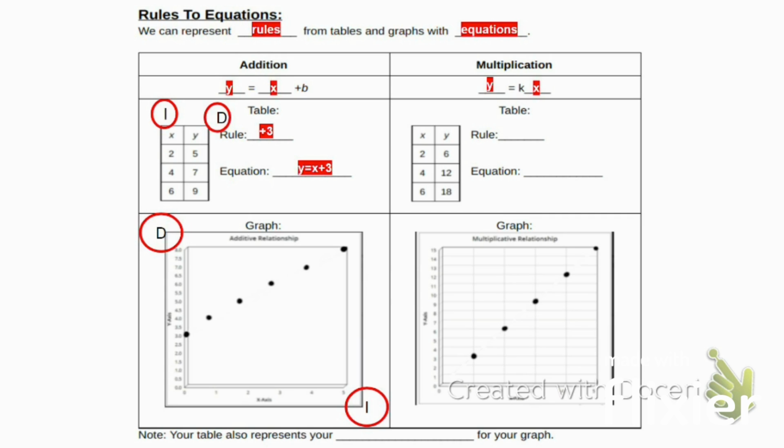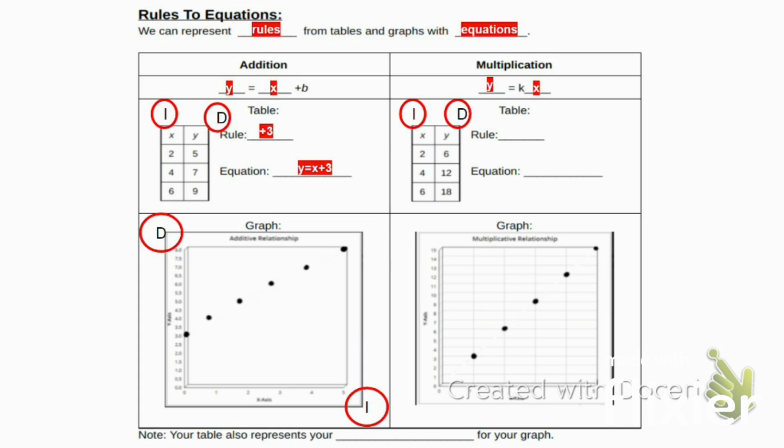So if we look at our table, let's identify our independent and dependent variables. My x is going to be the independent variable, and my y is going to be the dependent variable. Now let's take a look at that data. So we go from 2 to 6, from 4 to 12, and from 6 to 18. So we need to figure out what change is happening here. To go from 2 to 6, I know that I can add 4, but if I add 4 to the next line, it's not going to give me 12. So that means that it's a multiplication relationship.